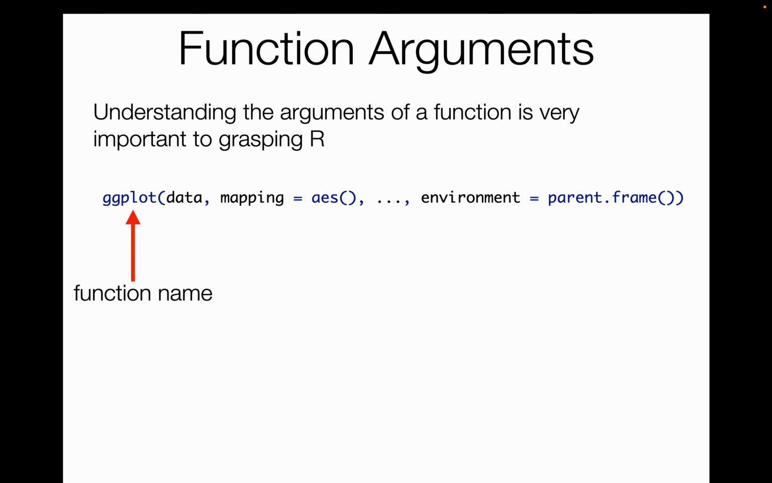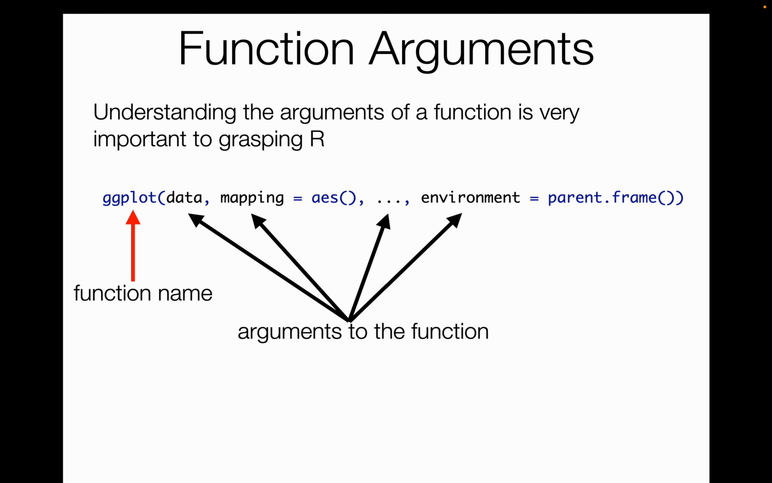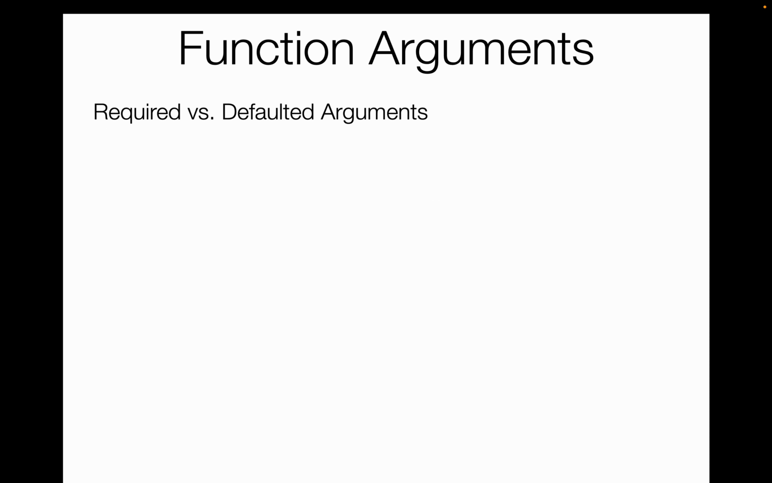So when I have something like this up, the name of the function goes to the left of the parentheses, and the arguments of the function go inside the parentheses. It lines up well with math notation for functions. f of x: the function is called f, and it has argument x. So R's functions function like math notation. Okay, so you have the function name to the left, arguments to the function.